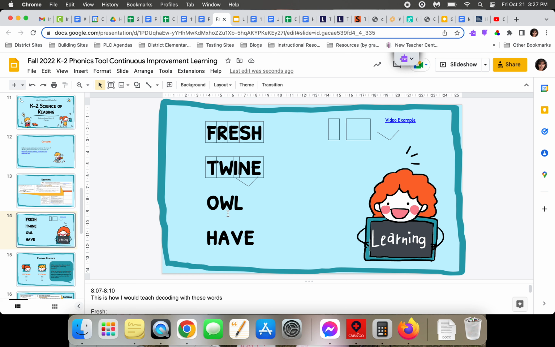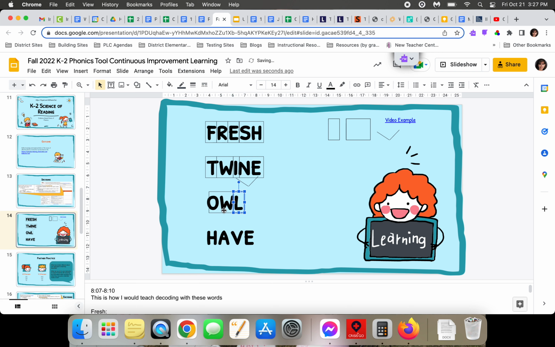Let's look at this next one. Are there any letters working together to represent a sound? Yes, the O and W are working together. They are a vowel team: two letters working together to represent one vowel sound. The L is representing its own consonant sound.